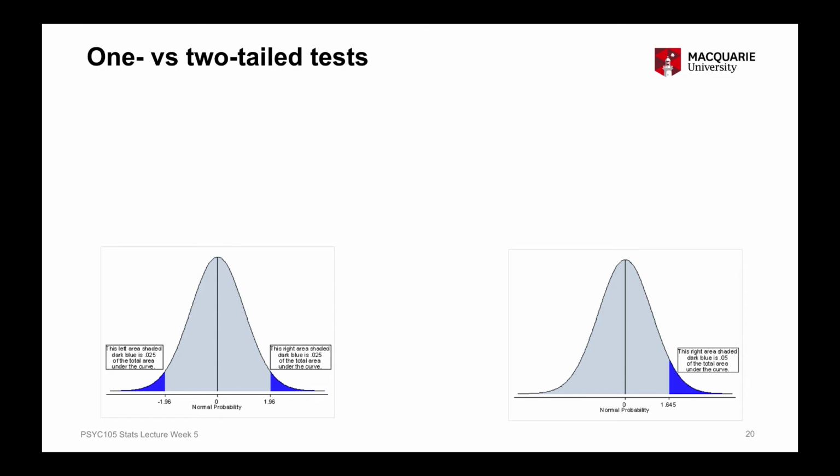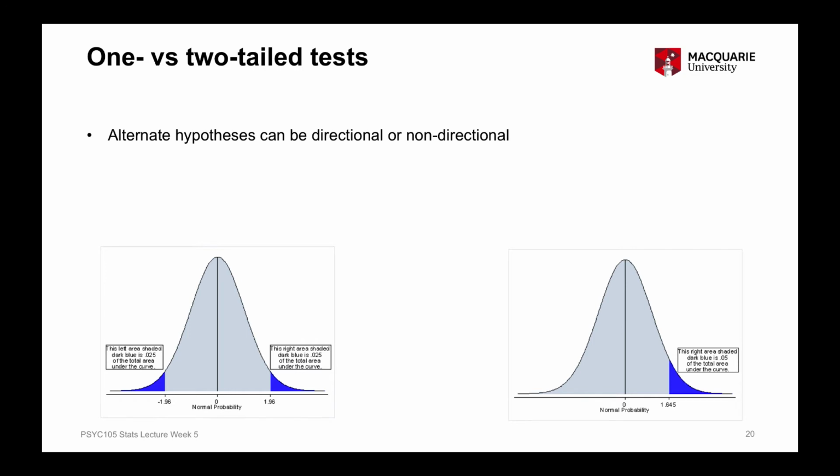When we undertake statistical tests, there's two different kinds of approaches we can take for any of the individual tests that we run. And these are called one-tailed tests as opposed to two-tailed tests.